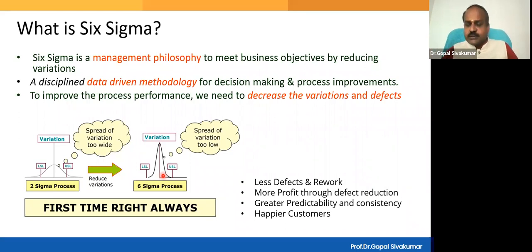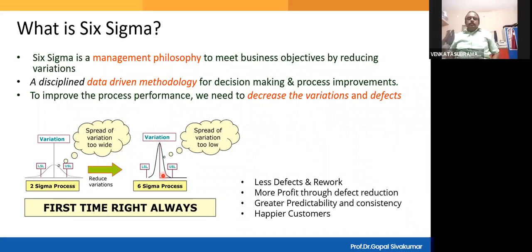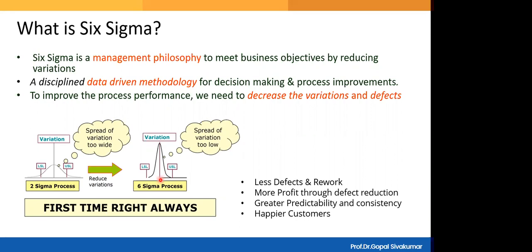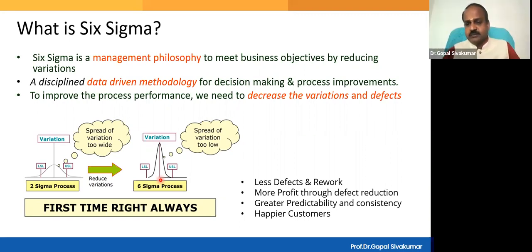So any problem in any business can be understood by looking at two statistical measures. One is the central value, which is otherwise called the average. Another one is the spread. Spread can be measured using a statistical measure called standard deviation. It can be range, it can be standard deviation, it can be variance. We will be teaching you all of this. Ultimately, the goal is we want to be first time right always.